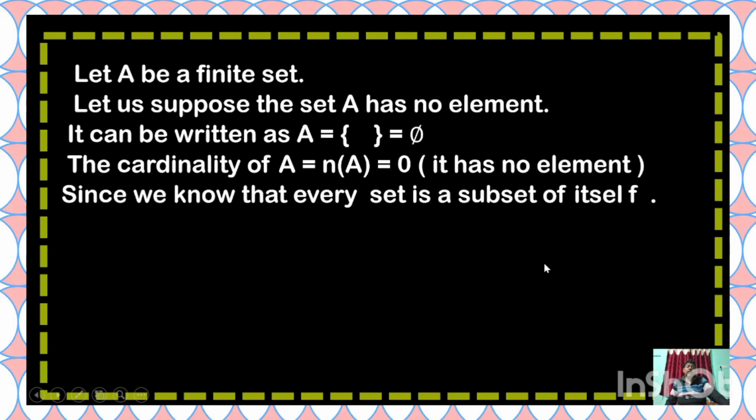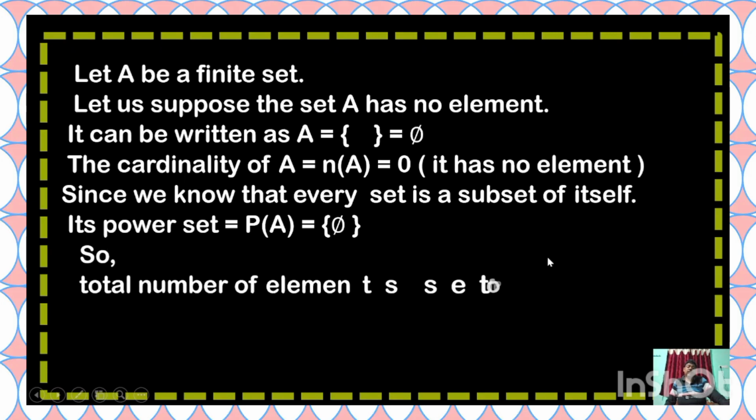Since we know that every set is a subset of itself, its power set of A is written as {phi}, where the null set has been written including the curly brackets. And students know whatever is written within the curly brackets is an element. So here phi is an element. So the power set of A has one element. So the total number of elements of the power set of A, which is n of P(A), is 1.